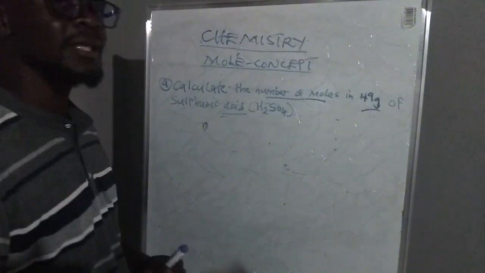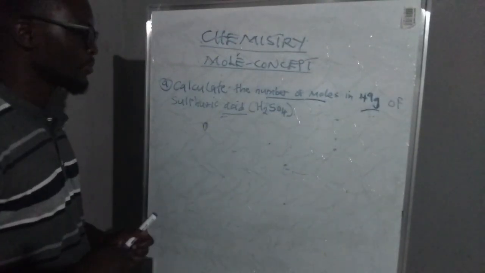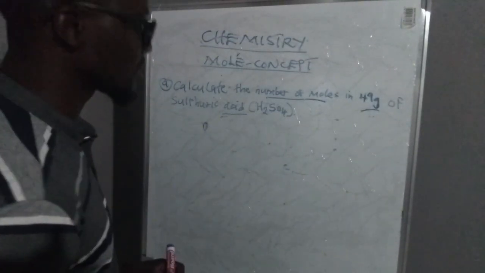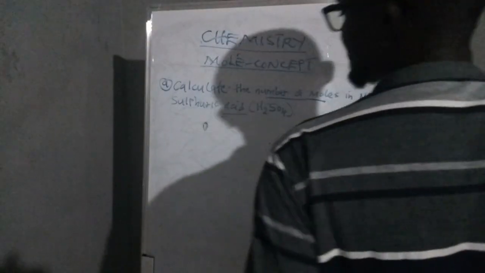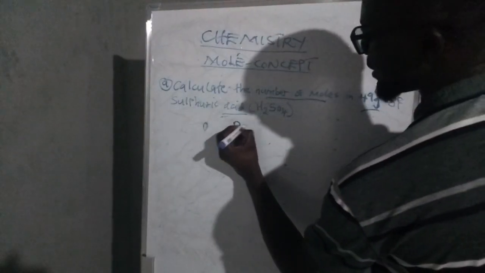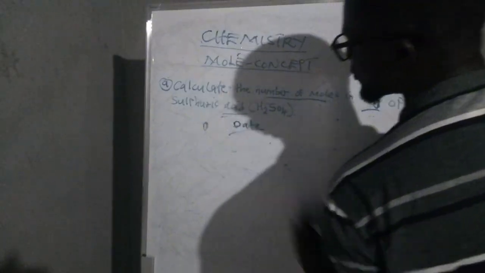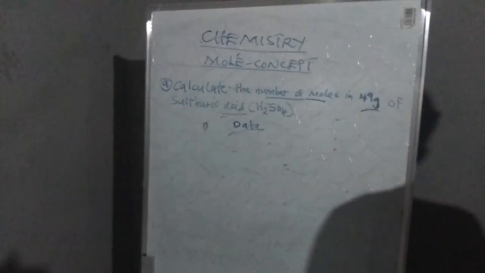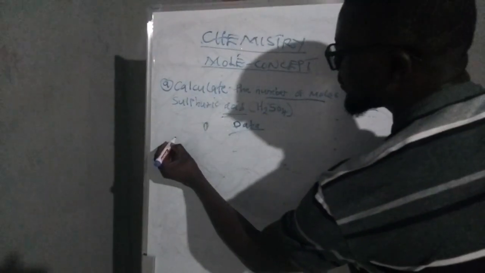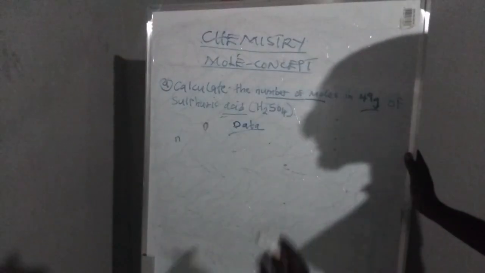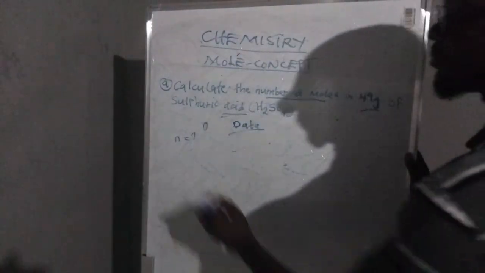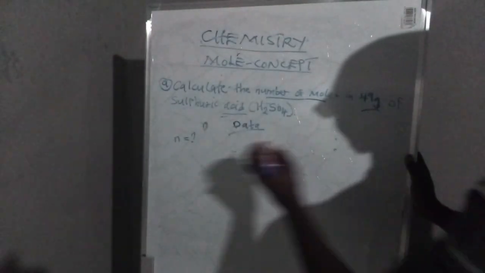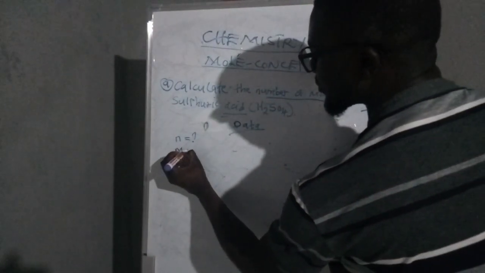Now, what's the first thing you need to do when you have this question? I still advise my learners to draft the data. Let's draft the data, so that we can easily interpret what we need to do. We have the number of moles, represented by n, which we are finding and don't know, so there's a question mark there. Number two, we have the mass in the question.